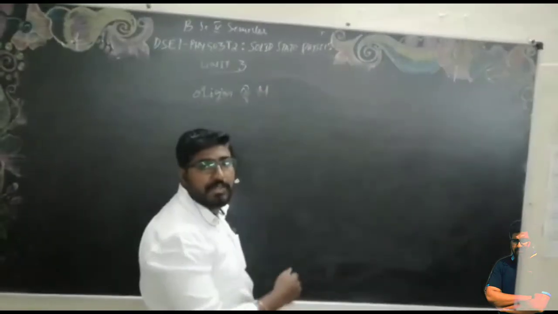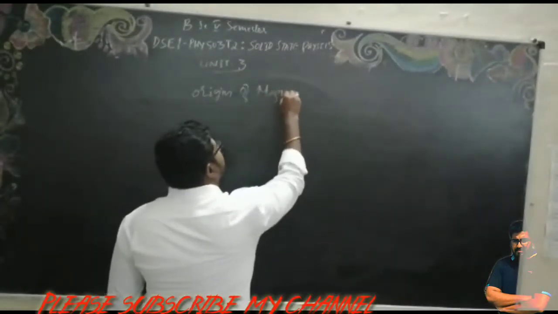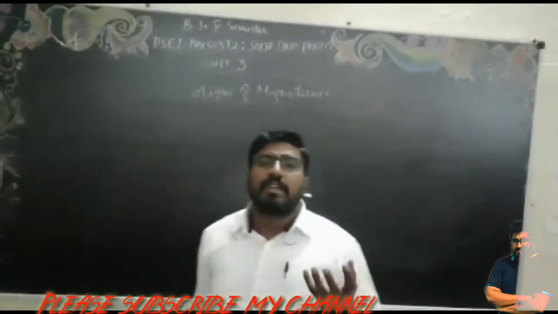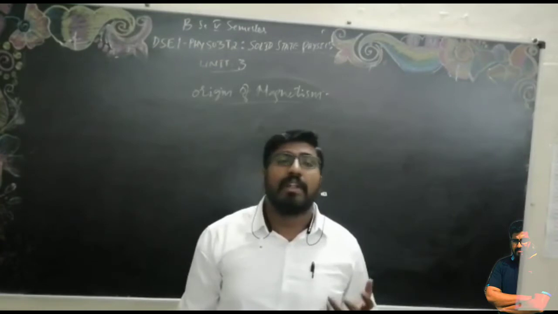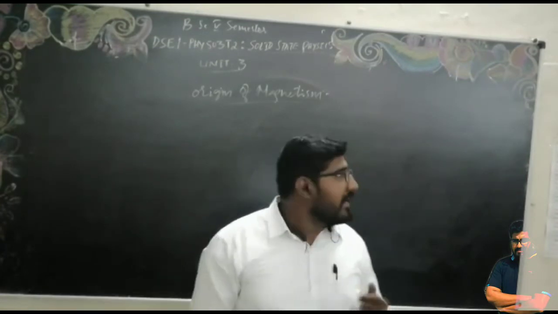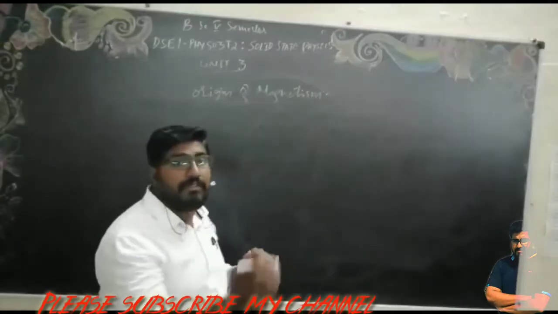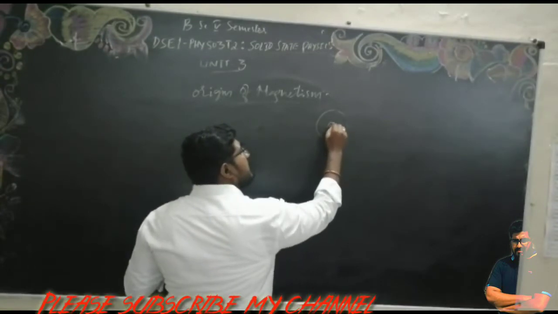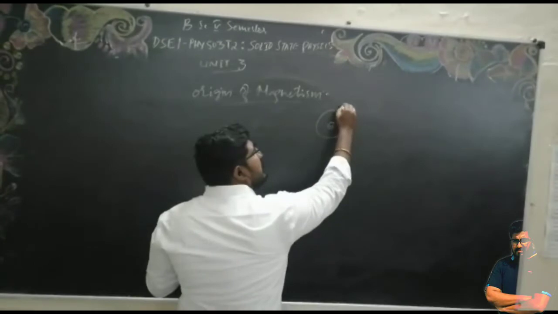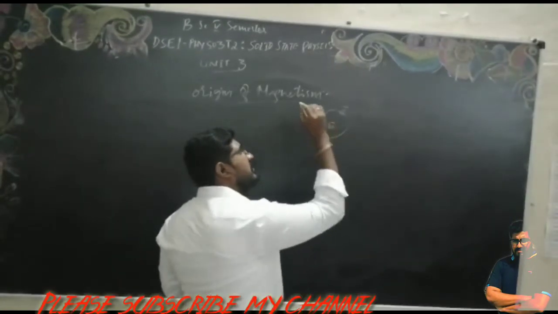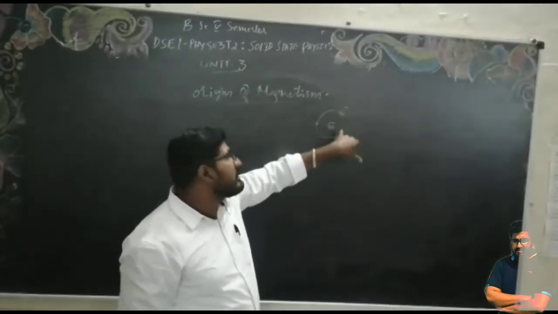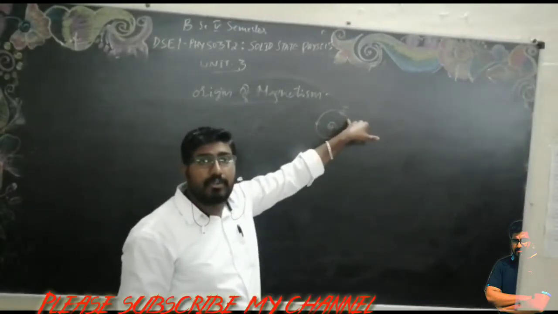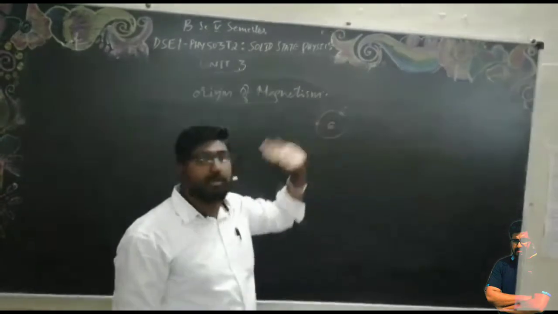I am just recalling the things we studied in the earlier class. Here, we have to consider an atom. That atom consists of several electrons. This is our atom. At the center there is a nucleus, and around the nucleus there is an electron which is continuously revolving around the nucleus.